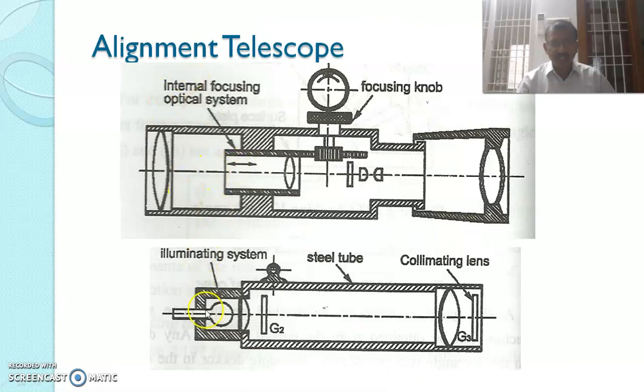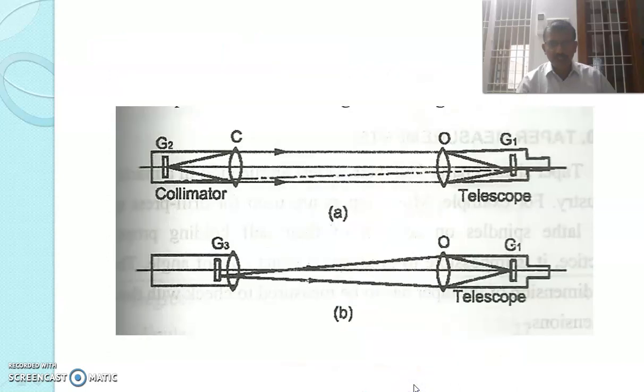This is also the diagram of the alignment telescope. Okay, thank you.